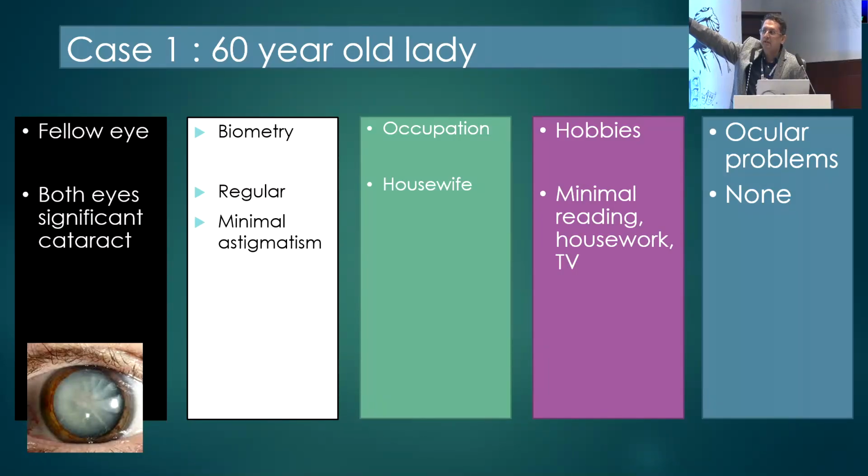The first is the fellow eye. When we see a patient with cataract, we also have to see what the other eye is doing, whether it has cataract or a refractive error; we'll see more cases. The second is biometry, where I'm focusing more on the astigmatism part. Occupation, because that's where the working distance is decided. Hobbies, because that's where you decide what the patient spends the most time on. And ocular problems.